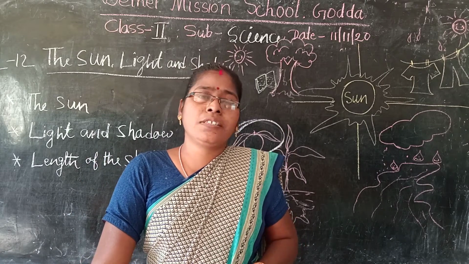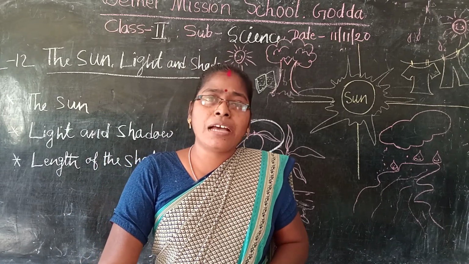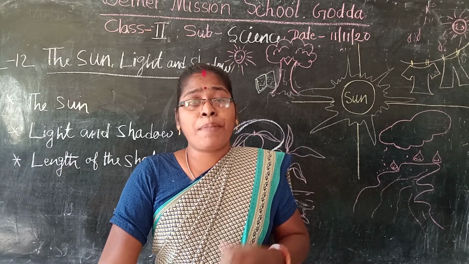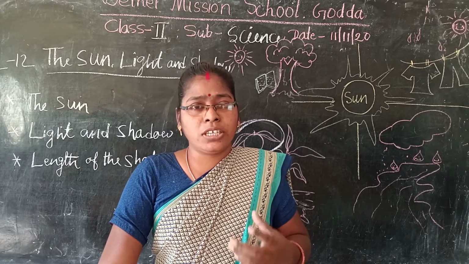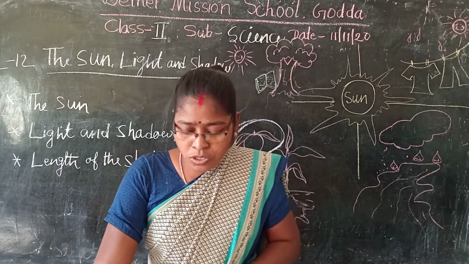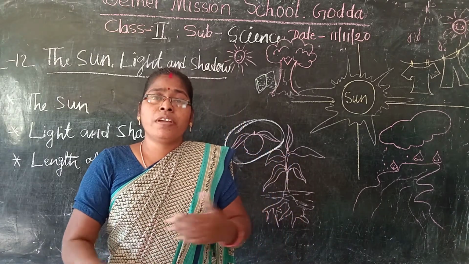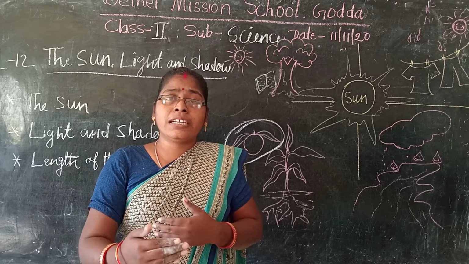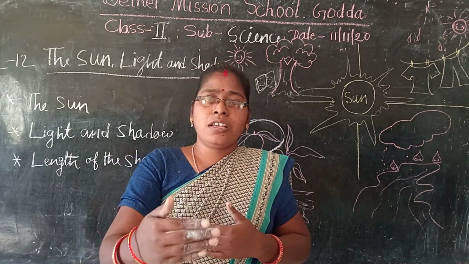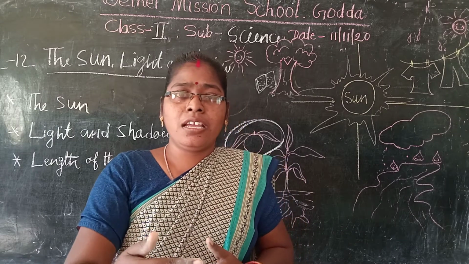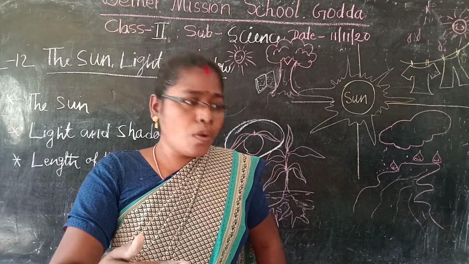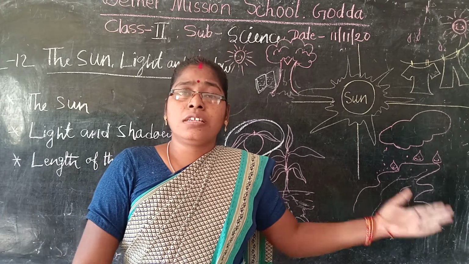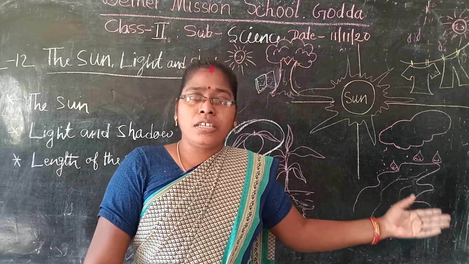A shadow is formed when the path of the light is blocked. When the path of the light is blocked, a shadow is formed. So I already told you, when we stand with the sun, light cannot pass. So behind us a dark shape is seen on the ground, that is called shadow.